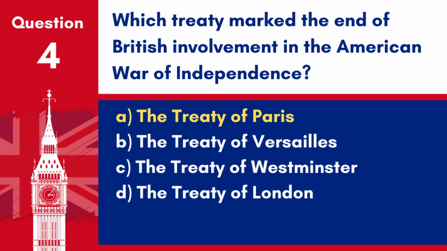Answer: A. The Treaty of Paris. The Treaty of Paris, signed in 1783, marked the end of the American War of Independence and recognized the independence of the United States, formally ending British involvement.